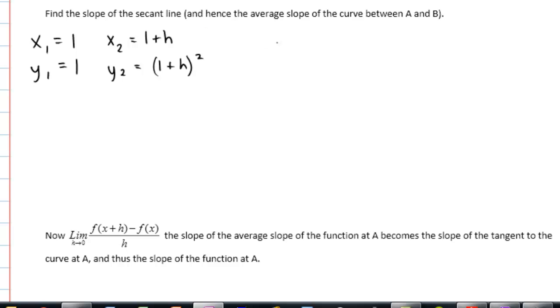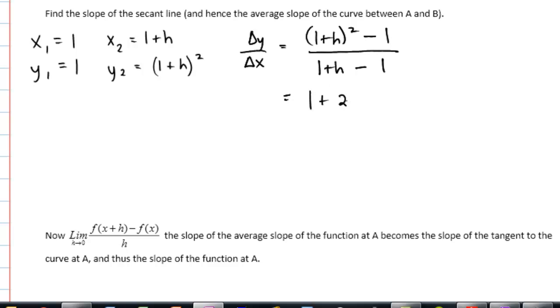So first I need change in y over change in x. So that's going to be equal to 1 plus h squared, that's y2, minus y1, over x2, 1 plus h, minus x1. Alright, and now we're just going to expand and simplify.